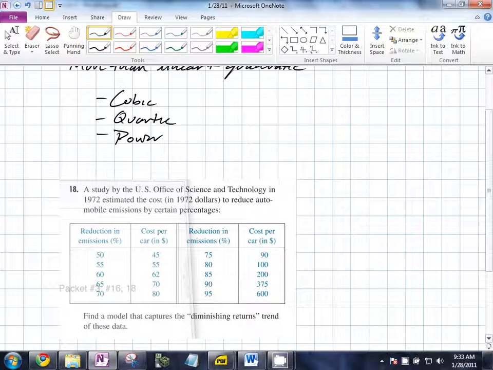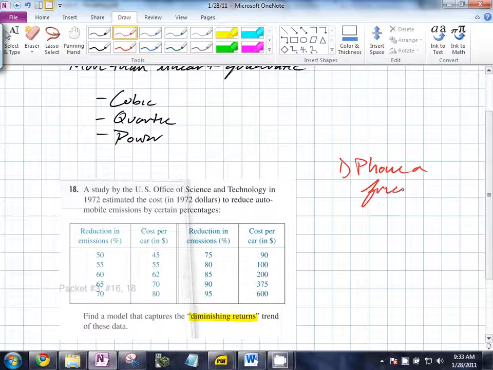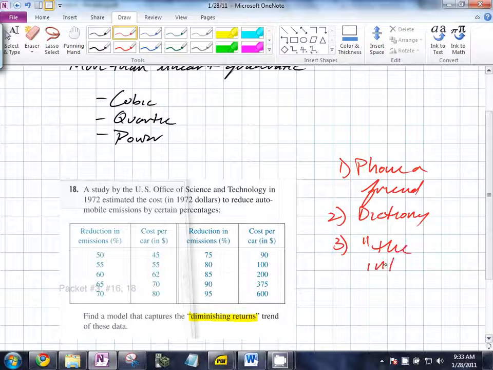Okay. A study by the U.S. Office of Science and Technology in 1972 estimated the cost in 1972 dollars. The other thing you could do, Justin, if you don't know what this means, what's the easiest way to find out what that means? Two ways. You can phone a friend. You could use a dictionary. Or the internet. Look it up, okay? I don't expect you to know the answer to everything. I expect you to be able to find the answer to everything and know what to do with it.